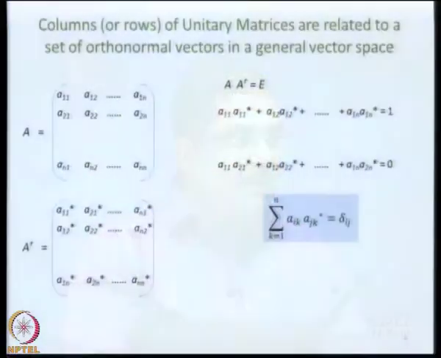Now, I had asked you to try and write down the general expression. I have invoked k as well, right. So, sum over k equal to 1 to n A ik A jk star equal to delta ij. It is a little easier to write if you invoke k, right. Okay. What is delta ij?